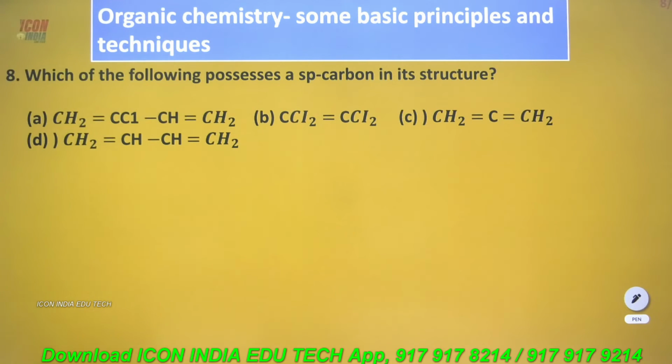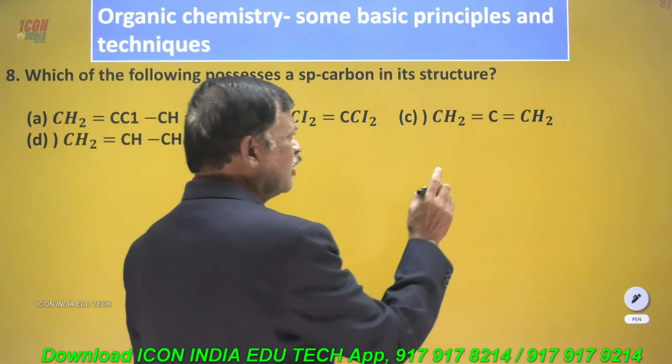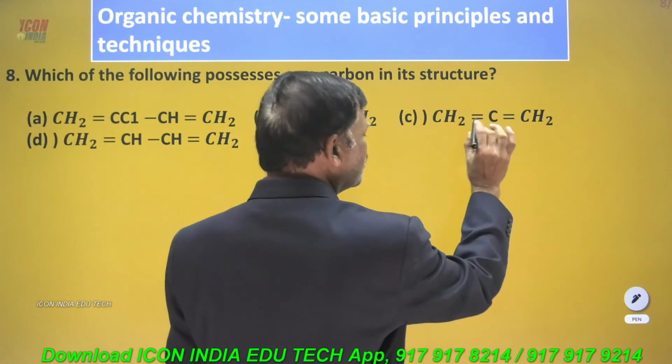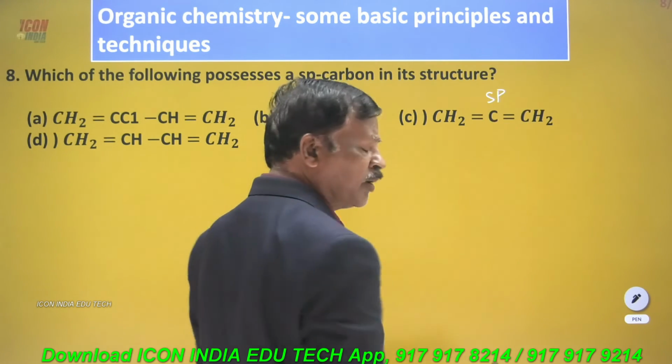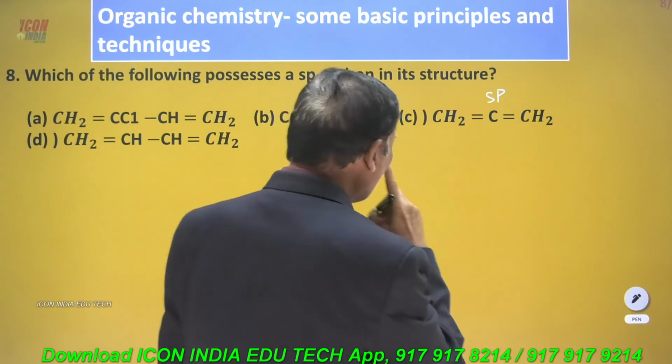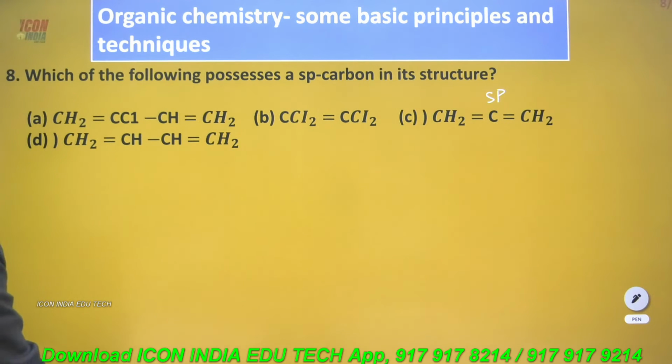Now, which of the following possesses an sp carbon in its structure? Obviously, it is C, because of the triple bonded carbon. Or if a carbon forms two double bonds, that is also an sp hybrid carbon.